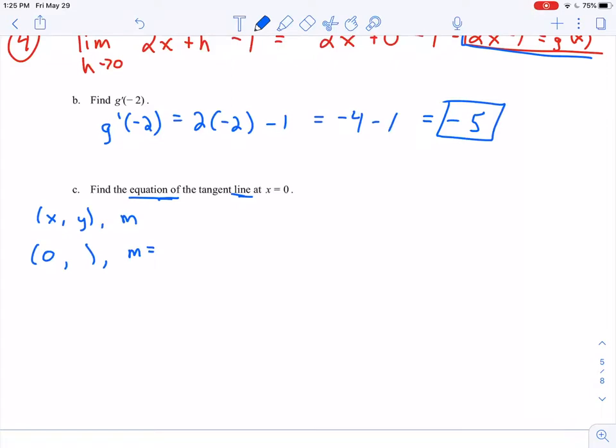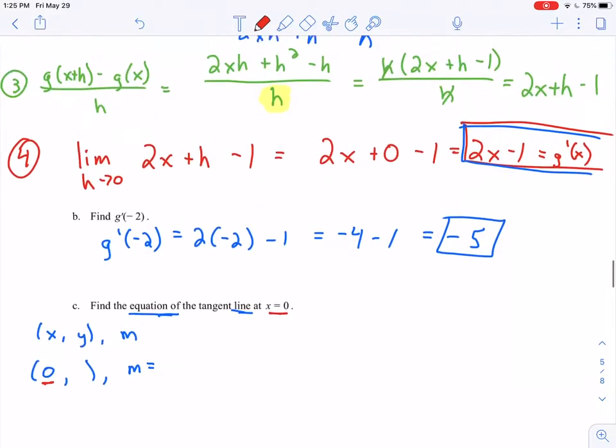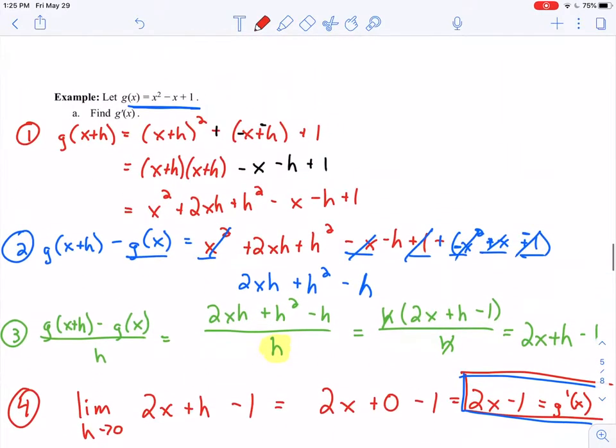Let's start with the y value. I think that's going to be easier. For the y value, I'm going to take this x value, x equals 0, and plug that into my original function, g of x. That's what tells me the y value.